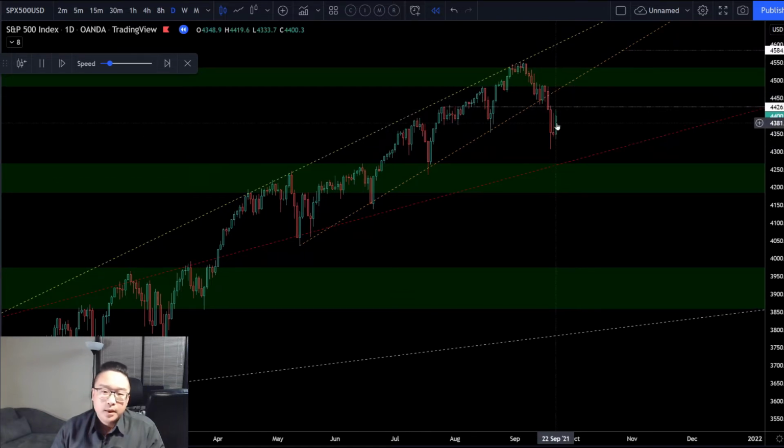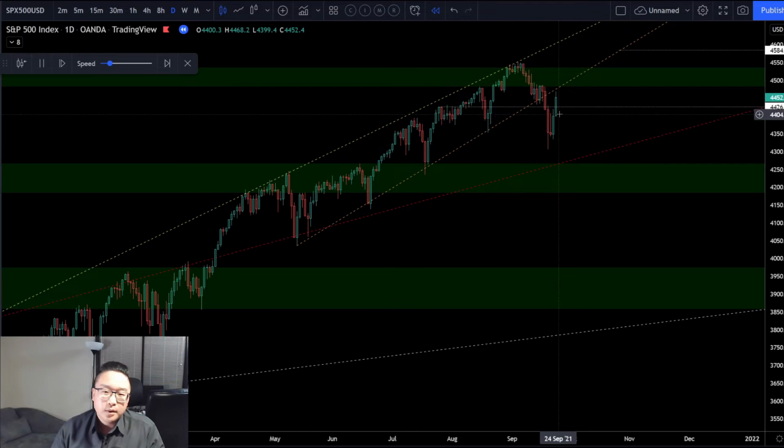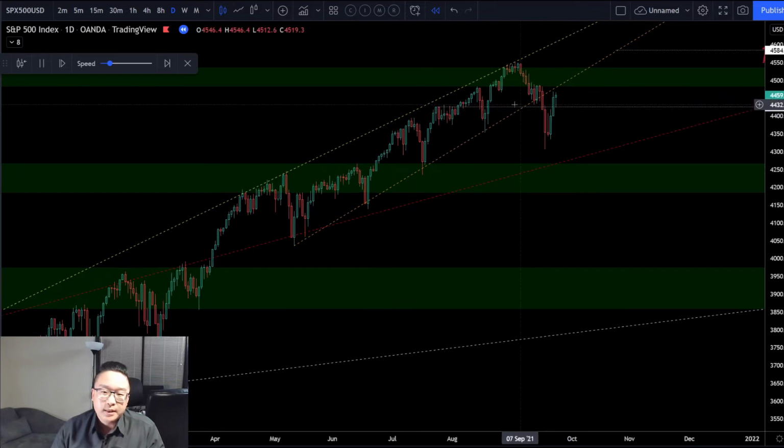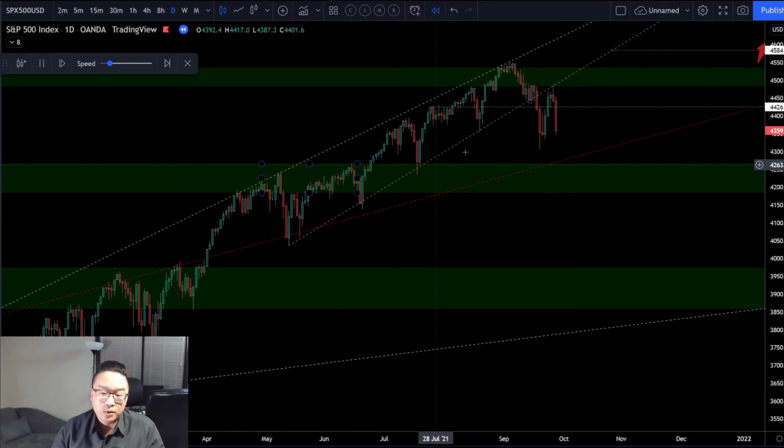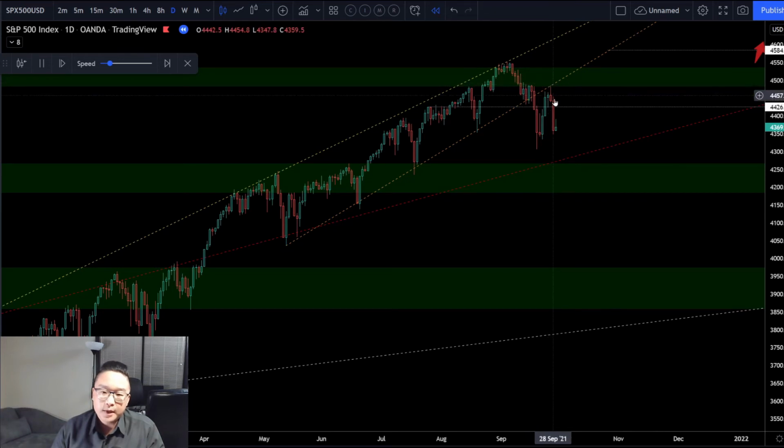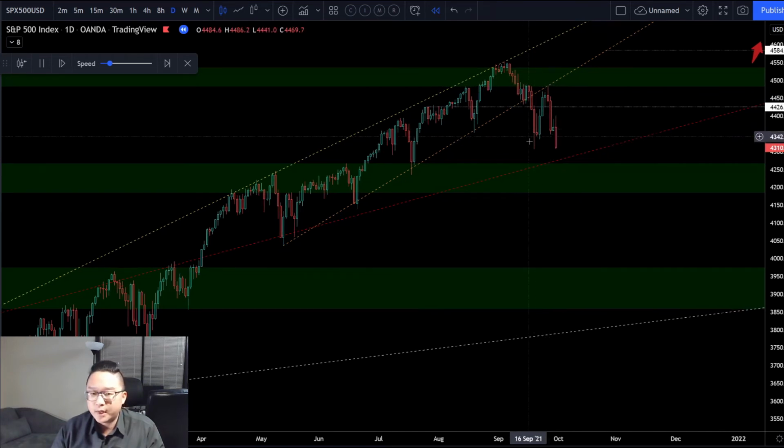Continuation. That would be the exit on the break above the support. Immediate backtest. And now we're backtesting this previous lower trend line. That would be a re-entry of the bear play. Now we've got to see a break under here. And we're seeing that break under here.